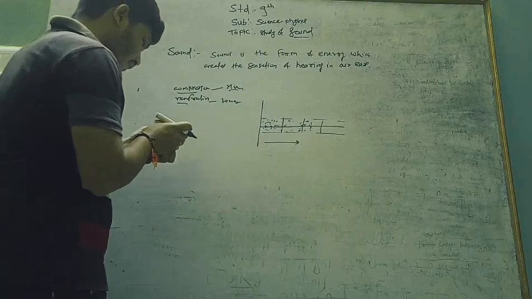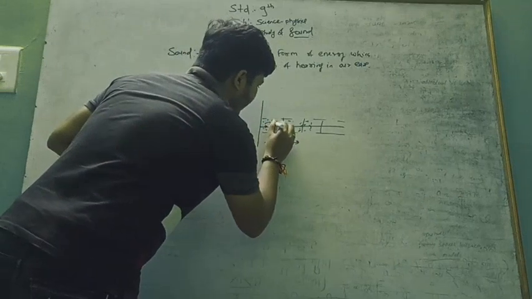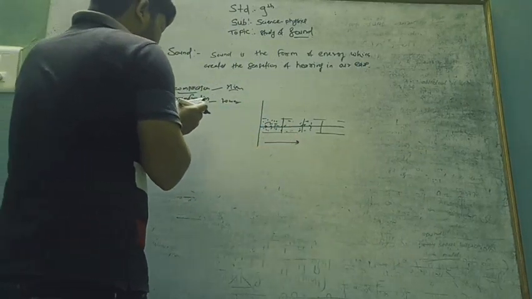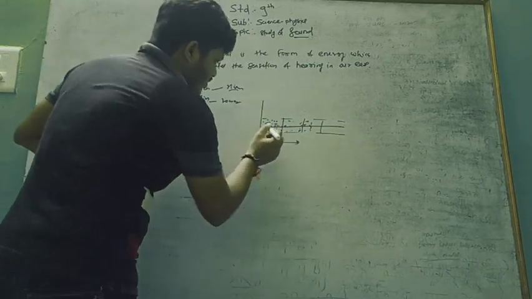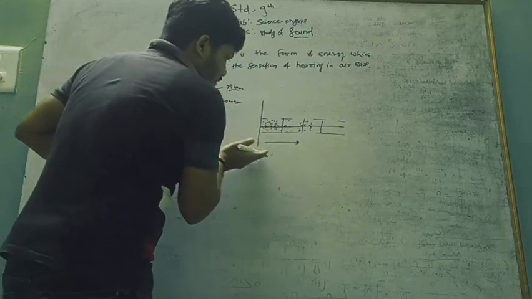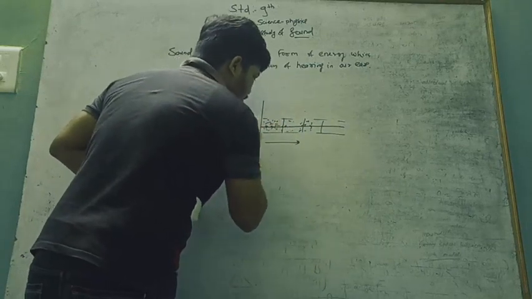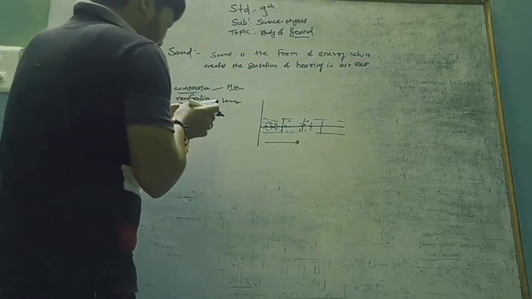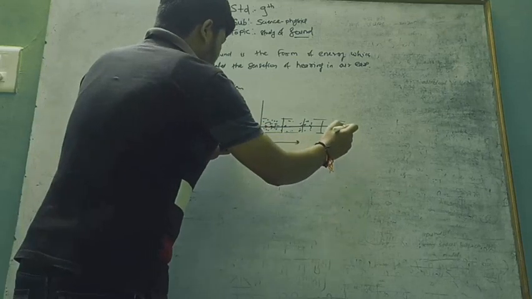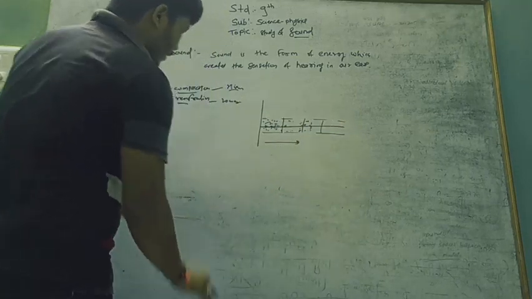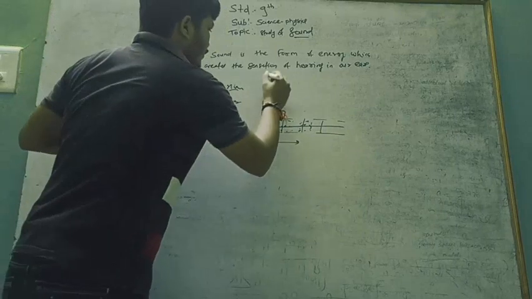These are the particles of the medium, and they oscillate about their central or mean position. Consider this is the central or mean position of the particles. When the wave propagates in this direction, and the vibration of the particles is in the same direction as the wave, this is nothing but the longitudinal wave. So the particles oscillate about their mean position in a direction parallel to the propagation of the wave. Such a wave is called a longitudinal wave.